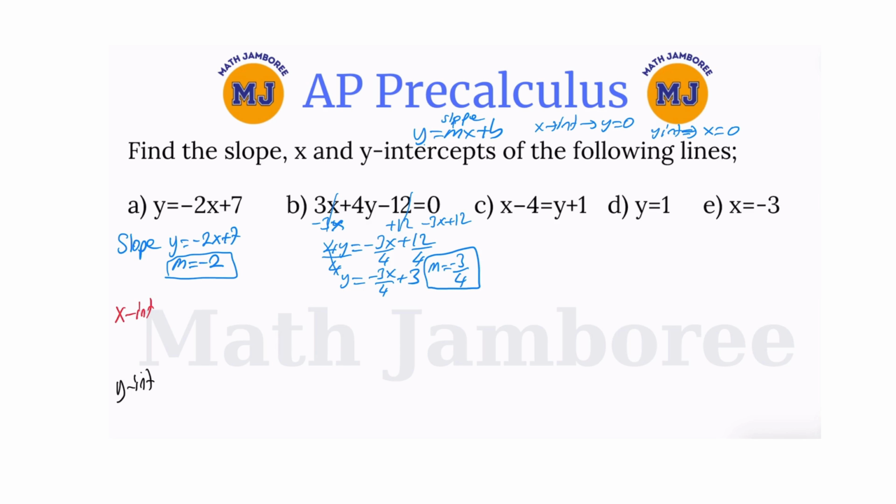Okay, that's B. For C, let's separate them. For C, we'll just take away 1 from both sides. And our equation becomes x minus 5 is equal to y. y is by itself, and the number in front of the x is 1. The slope is 1 for this one.